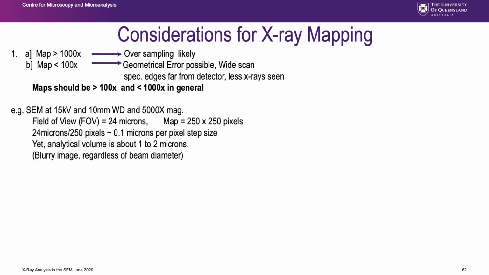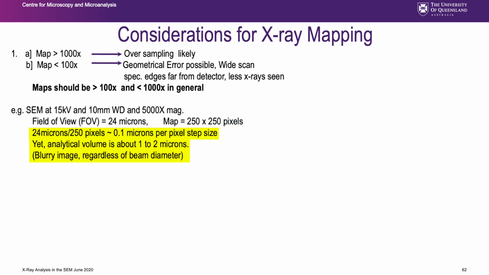The other issue is the interaction volume is 1 or 2 microns. So I did an example here. I did an SEM at 15 kV, 10 millimeters working distance, 5,000 times magnification. That is a very reasonable setup for any SEM. The field of view from the left of the screen to the right of the screen was 24 microns. If I just assumed a simple map of 250 by 250 pixels, each pixel on the map is roughly 0.1 of a micron. Yet the interaction volume is 1 or 2 microns.